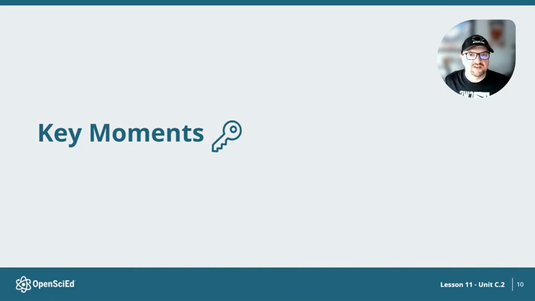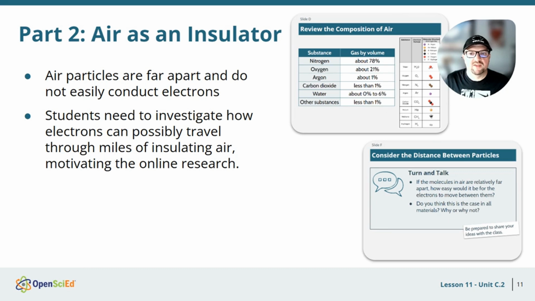Let's talk through a couple key instructional moments for this lesson. In part 2, students are looking closely at the spacing of gas particles in the air and discussing why electrons don't easily move across those gaps. This is important because it intentionally problematizes the system. By identifying air as an insulator, it forces students to confront a major contradiction. If air blocks charge, how can lightning happen at all? I watch to make sure students are sitting with that tension. It builds genuine need to research how electrons manage to travel through miles of insulating space.